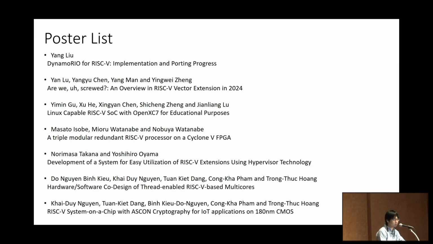Hello everyone, I am Norimasa Takana, a student at the University of Tsukuba. Our title is Development of a System for Easy Utilization of RISC-V Extensions using Hypervisor Technology. As you know, in the RISC-V specification, modules known as extensions are being formulated one after another. However, hardware implementation has not progressed as expected, leaving many extensions unused and in a state of limbo. We will provide RISC-V extension modules on a hypervisor, which developers can manage in software. Any questions are welcome. Thank you.